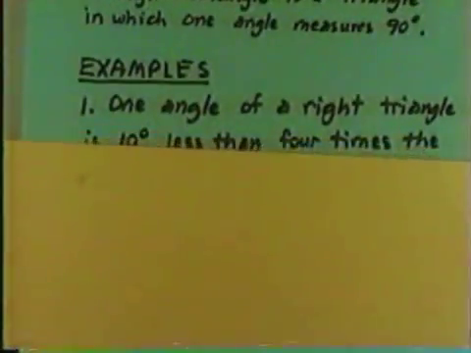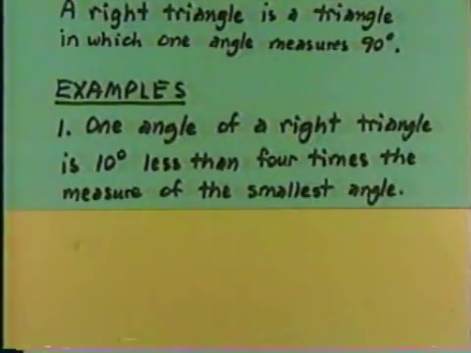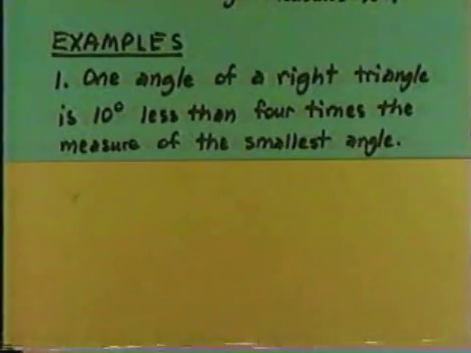A right triangle is a triangle that has a 90-degree angle in it. So let's go with our examples. Our first example involves a right triangle, so we'll take a look at a picture of the right triangle as we work this problem.